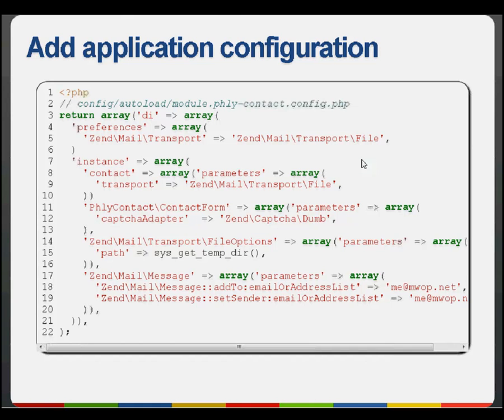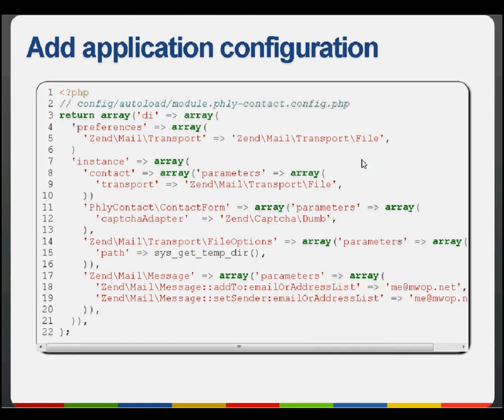Now, we've defined the module configuration, but most likely we want to be able to override that at the application level. And so you can actually do that right now. If you place configuration files in the config/autoload directory, it will actually look for these. I see another typo on this one. Line 2 should actually say .local.config.php, and that's the way it is in the Git repository.